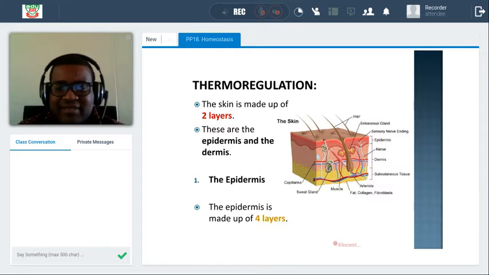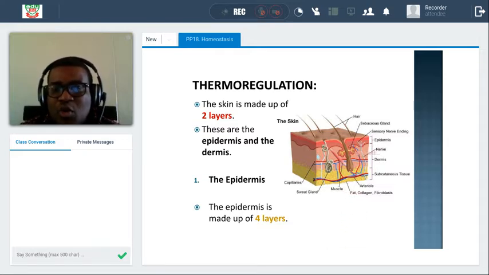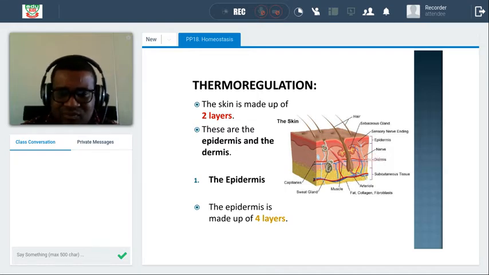So if you look at this diagram of the skin here, the structures we are going to focus on when it comes to temperature regulation are the sweat gland and the blood vessels there. Okay. But now let's look at the skin in general. It has two layers. There is the epidermis and the inner dermis. The epidermis is made up of 4 layers. You have 1, 2, 3, 4. The epidermis, and then the inner dermis.